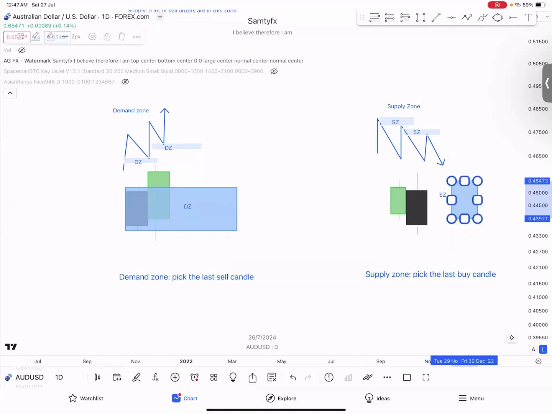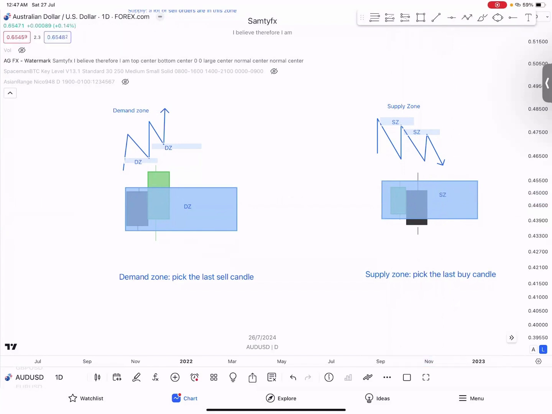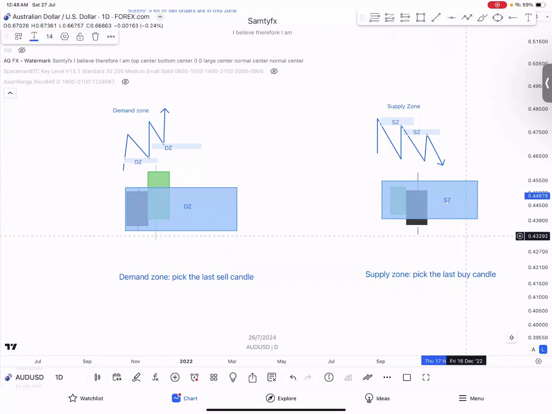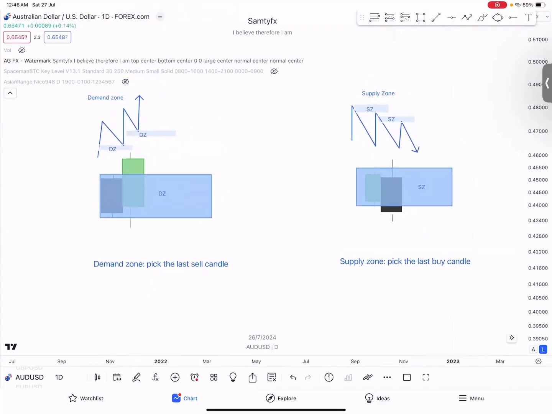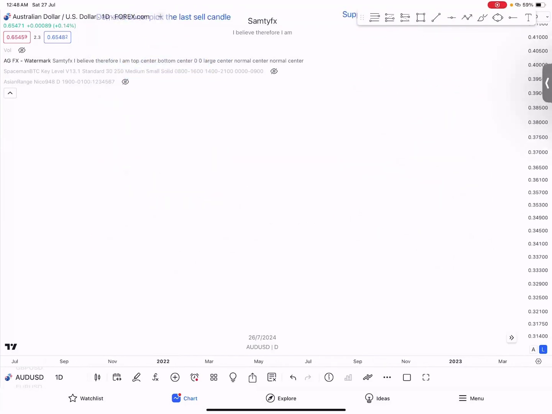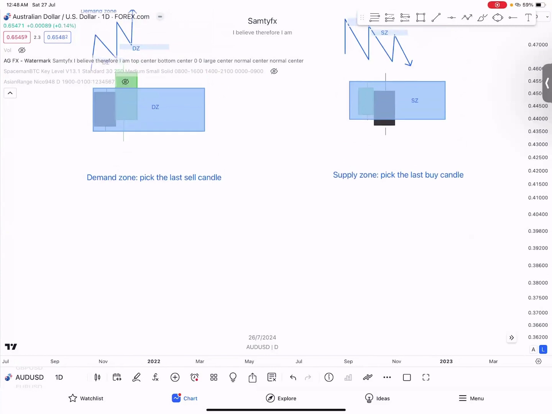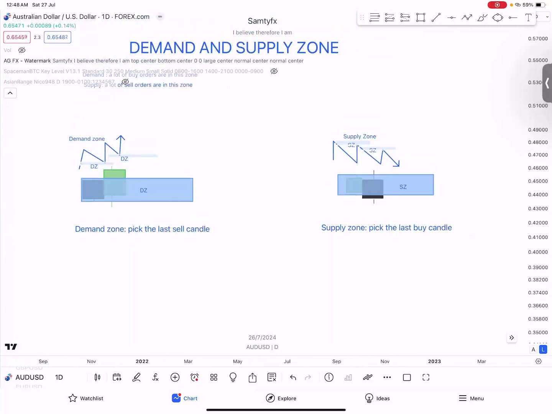For supply zone, mark the last bullish candle. Mark the last bullish candle. For demand zone, mark the last bearish candle. For supply zone, mark the last bullish candle. And you will see that this is a supply zone. Okay. You can take a screenshot of this and cram it so that you will understand better. Okay, that will take us into our chart to be able to see very clearly a demand and supply zone.